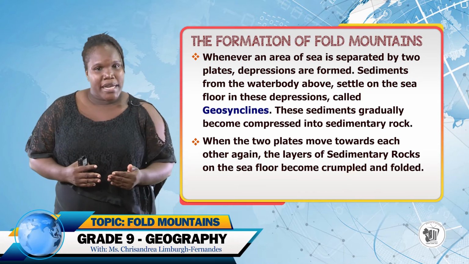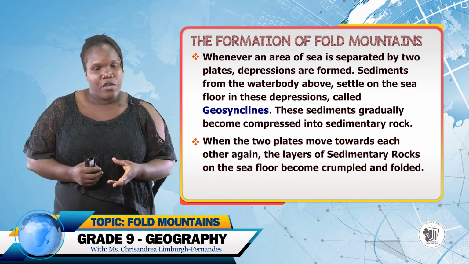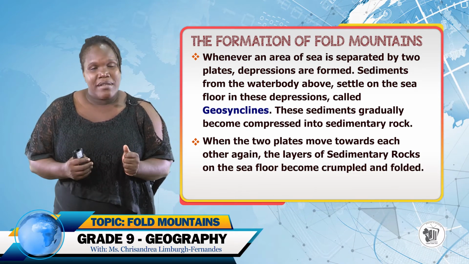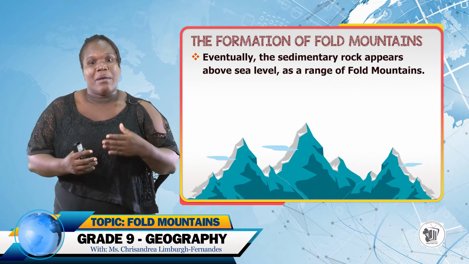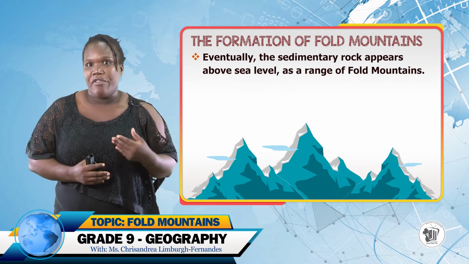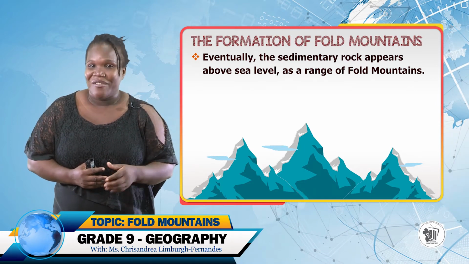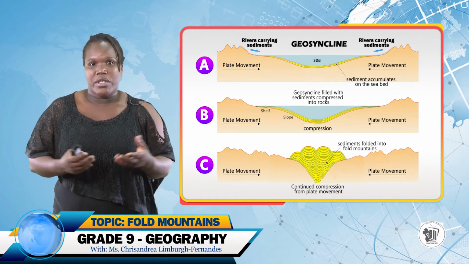Now, when the two plates move together, the layer of sedimentary rocks on the sea floor crumbles and they begin to fold. Eventually, the sedimentary rocks appear above the sea level in the form of fold mountain ranges. Now, this is an illustration that describes how it occurs.